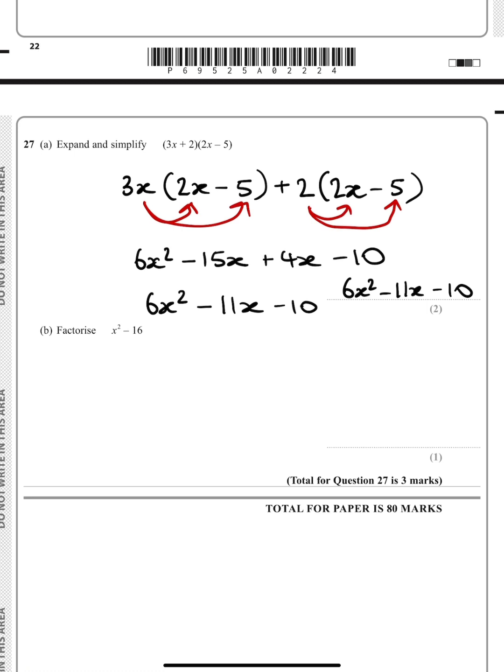Finally, it says factorize x squared minus 16. So this is the same as saying x squared plus 0x minus 16. So thinking of two numbers that multiply to make negative 16 and add to make 0, those two numbers are negative 4 and 4. So what I then do inside my brackets as a final answer is I write x plus 4 and x minus 4. There we have the difference of two squares.